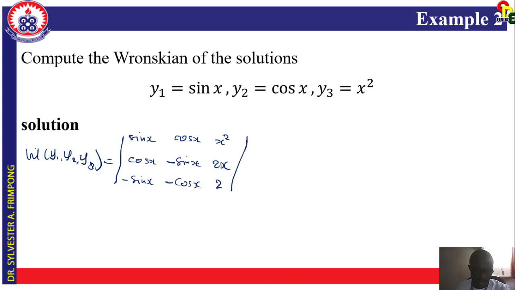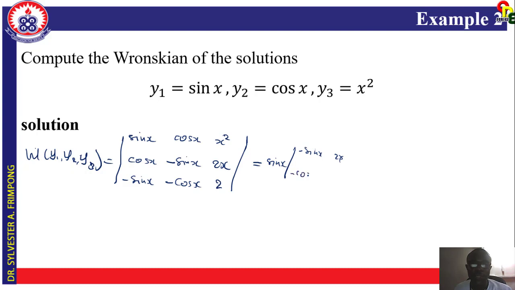So we take the determinant of this matrix, and we know how this is computed. You pick the first one, sine x, and you multiply by the determinant of what is left when you cross out the horizontal and the vertical, which is negative sine x, 2x.